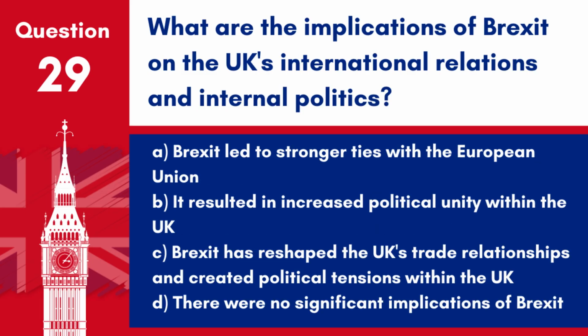Question 29. What are the implications of Brexit on the UK's international relations and internal politics? A. Brexit led to stronger ties with the European Union. B. It resulted in increased political unity within the UK. C. Brexit has reshaped the UK's trade relationships and created political tensions within the UK. D. There were no significant implications of Brexit.